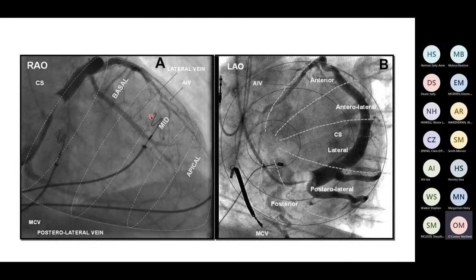And I only say this because it's good to have a concept of roughly where these leads should be and what you're trying to achieve. Because one of the limitations of CRT is that these veins aren't always where you want them to be. So sometimes there's no useful veins over here. There are other problems with these veins and you just can't put the lead where you want to get it.